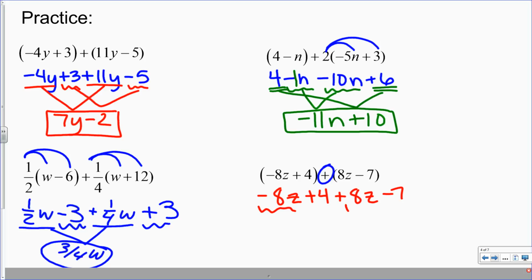Well, a negative 8z plus 8z, those cancel out to 0. So now I have 4 minus 7, which is a negative 3. So your answer then would be negative 3. So that is some practice on adding your expressions.